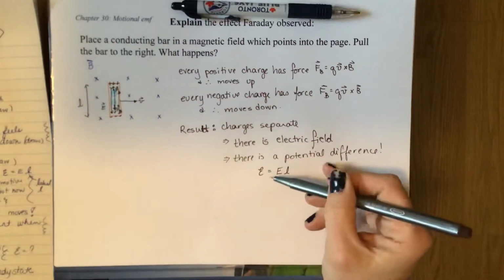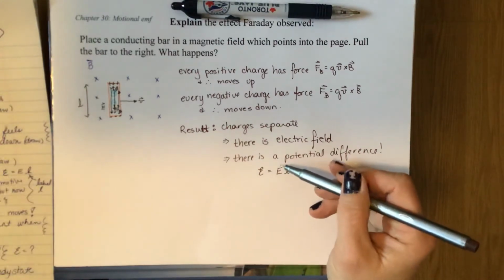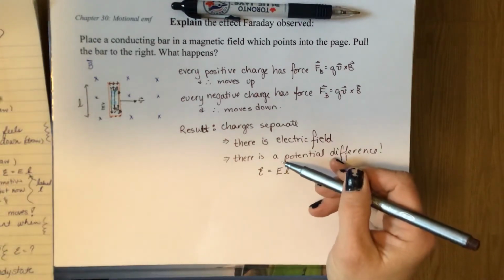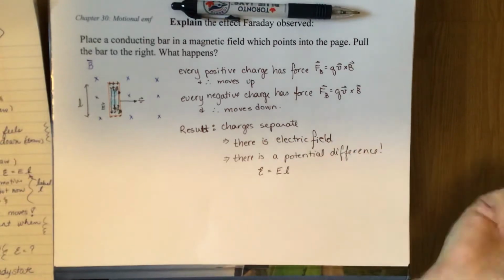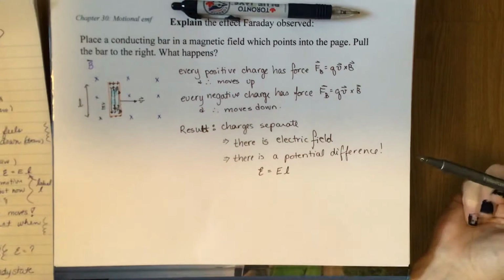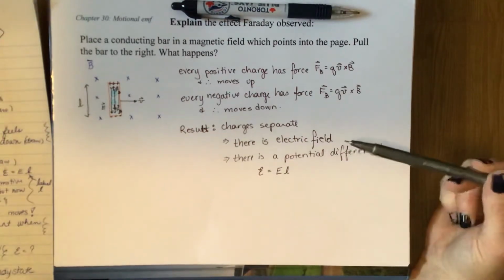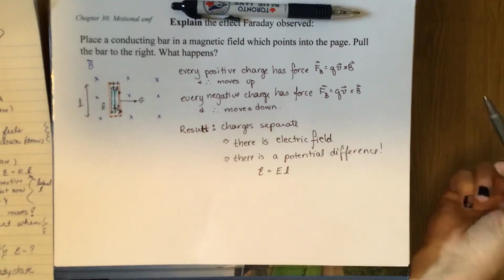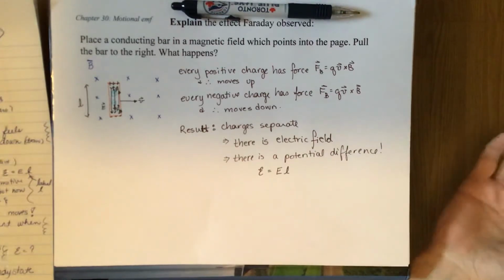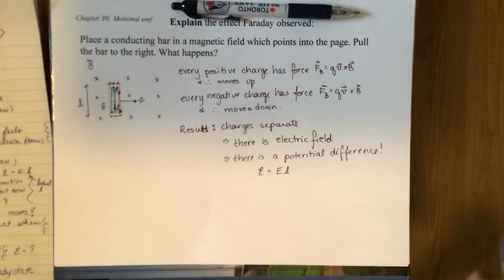So historically, this epsilon was called EMF, where EMF stood for electromotive force. Before they understood the nature of what was happening here, they thought as you pulled it this way, there was a force that pushed it. They didn't recognize that this was a potential difference. So they used to say EMF for electromotive force. Now it's just EMF. So the phrase electromotive force is not really said anymore.